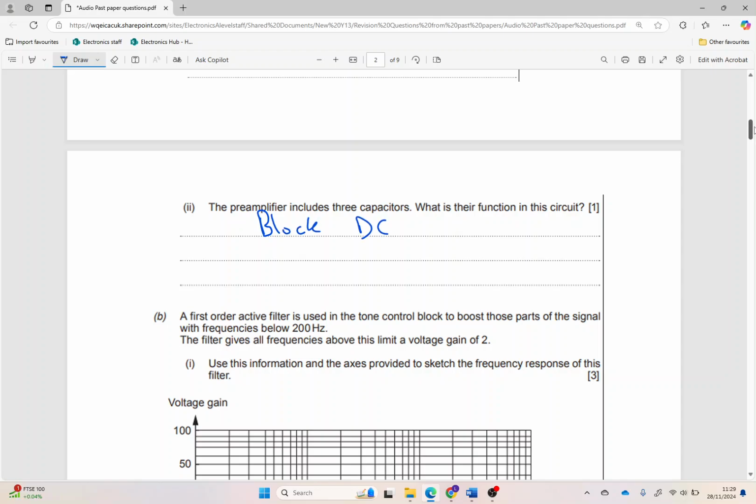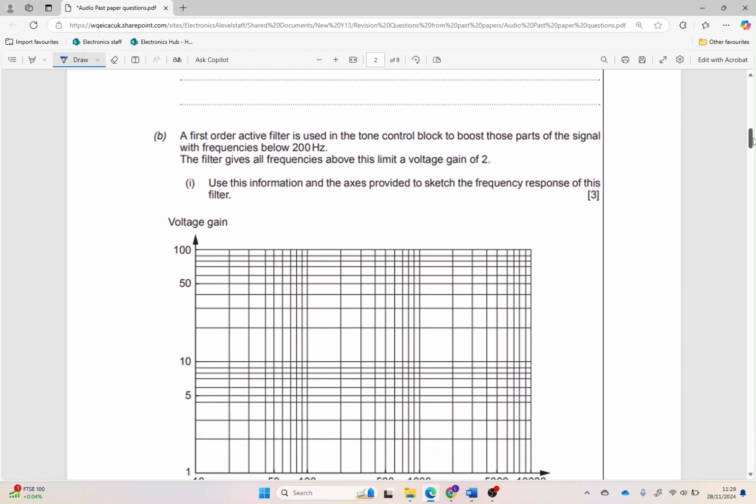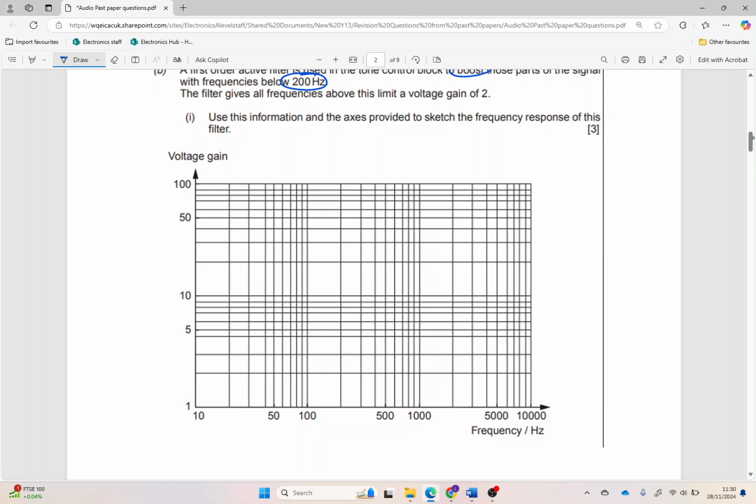And then we're looking to draw, what are we looking to draw? We're looking to do a boost for below 200 hertz. So we've got a voltage gain of 2. So I'm now going to identify 2. If that is 1, then this one must be 2. And then this is my 200. So I'm going to draw a nice flat line in there like so, and that is my break frequency.